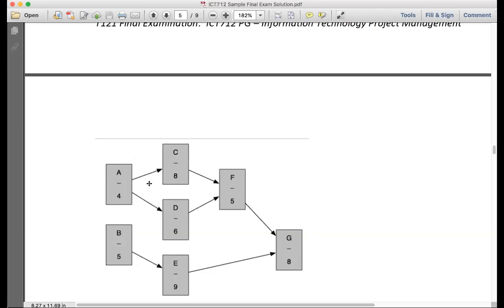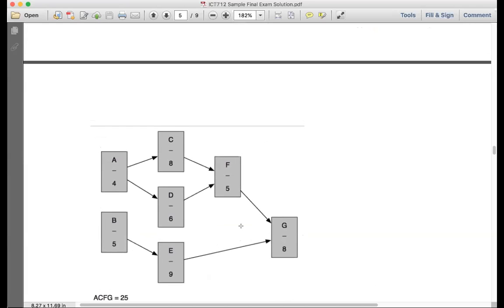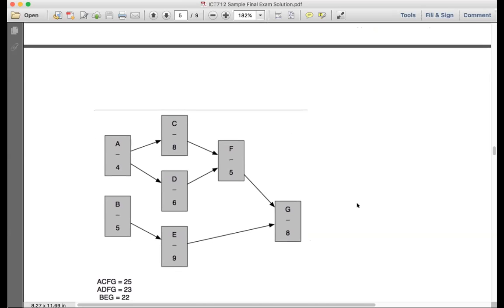A, C, F, G. Can you count all the days for me? 4 plus 8 plus 5 plus 8. And tell me what's the duration? 25, sir. All right, that's 25. What about A, D, F, G? 23. What about B, E, G? It's 22.